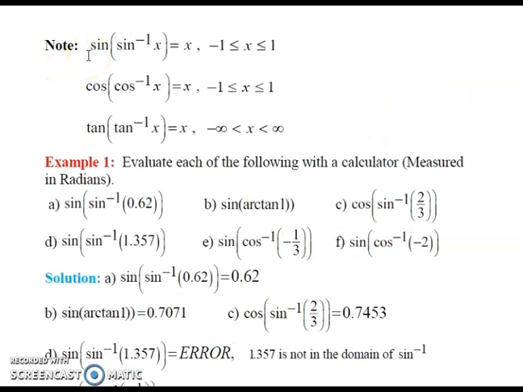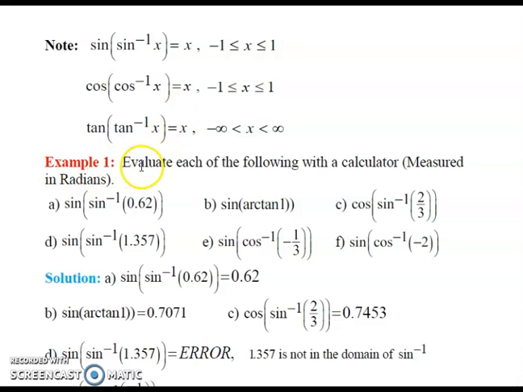From the properties of inverse trigonometric functions, we have sine inverse of sine x is equal to x in the interval minus 1 less than or equal to x less than or equal to 1. Cosine inverse of cosine x is equal to x, minus 1 less than or equal to x less than or equal to 1. Tangent inverse of tangent x is equal to x, minus infinity less than x less than infinity. By using these definitions, we have to solve the problems.